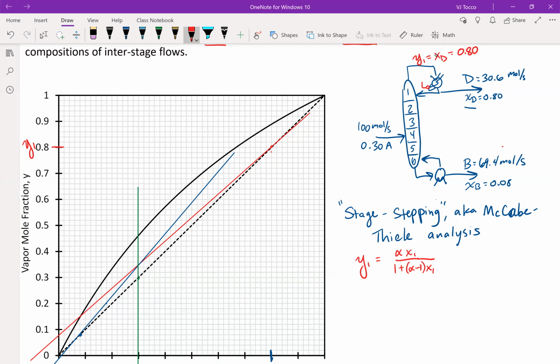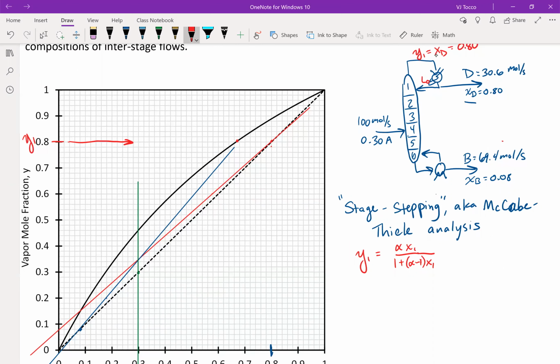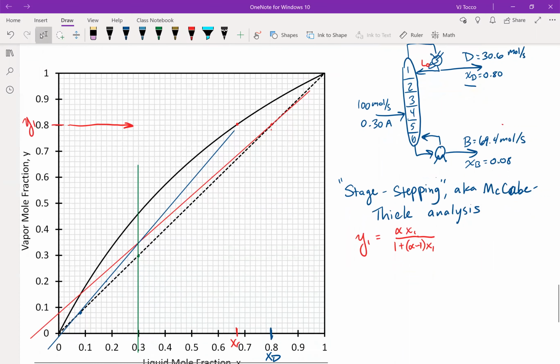So when I'm solving this graphically, I know what my Y1 coordinate is. All I have to do is go to my equilibrium curve and find where Y1 intersects that equilibrium curve, and that will tell me what the X coordinate is. So my Y1 coordinate is this horizontal line for 0.8, going all the way over there. And where it intersects the equilibrium curve is going to be right there. So the X coordinate of this intersection is going to be my X1. It's going to be right there. X1 and Y1 are in equilibrium, as reflected by the fact that the coordinates Y1, X1 lie on the equilibrium curve.